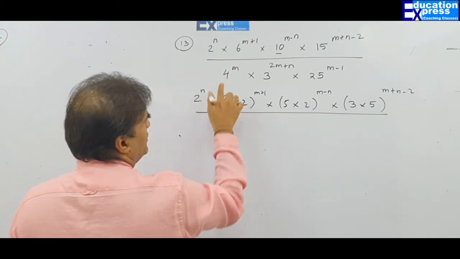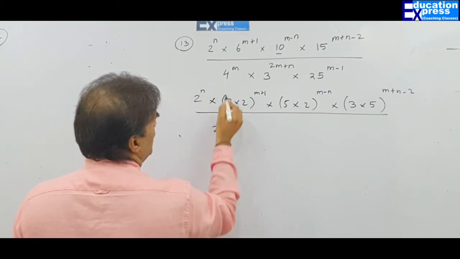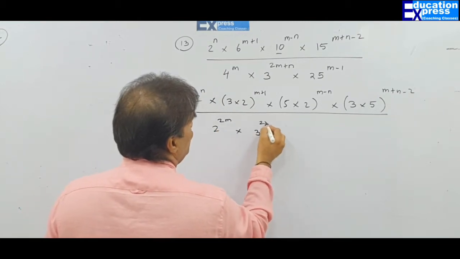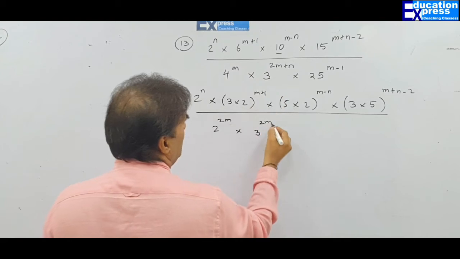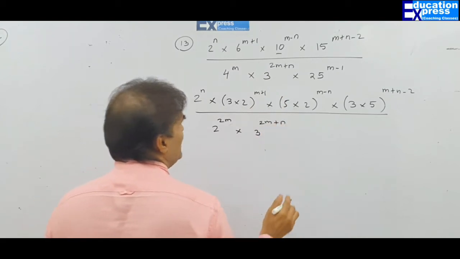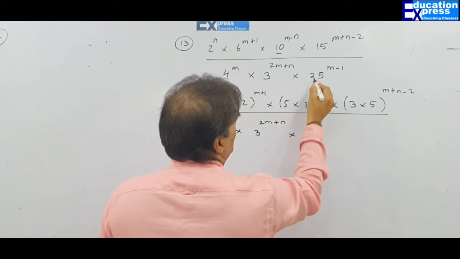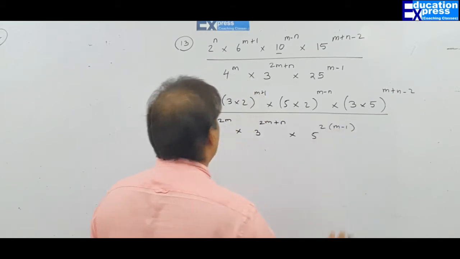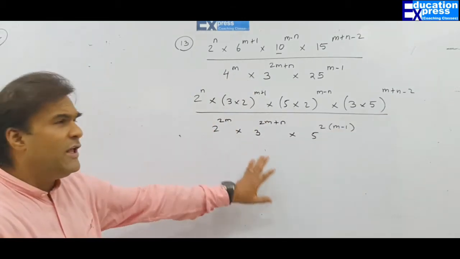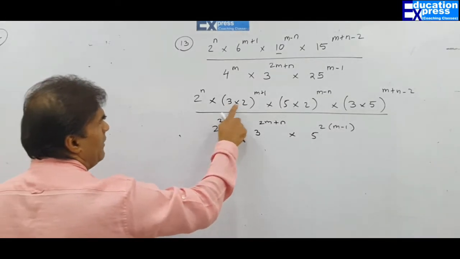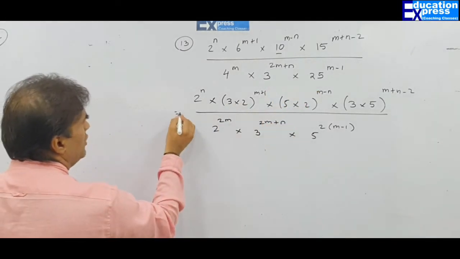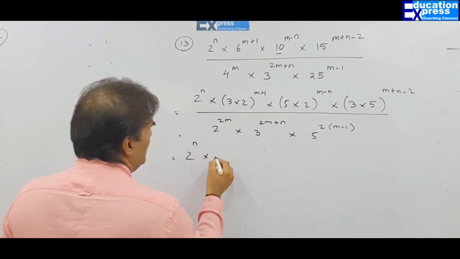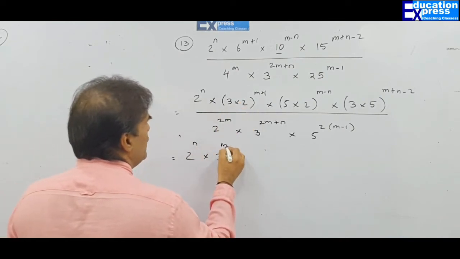What about 4? So 4 can be written as 2 raised to 2. And who is waiting outside? 3 raised to 2m plus n. Let it be as it is, whatever it is. And 25 can be written as 5 square. Who is waiting outside? n minus 1. So everyone has got their own individuality, except for them. We'll have to open them up and show the world. Go and see the world. 2 raised to n. What about this? So this will become 3 raised to m plus 1.